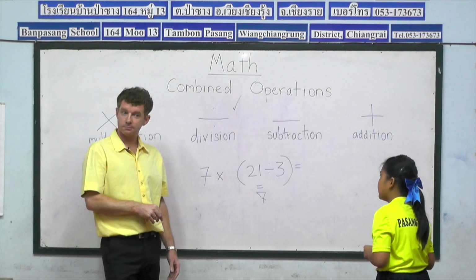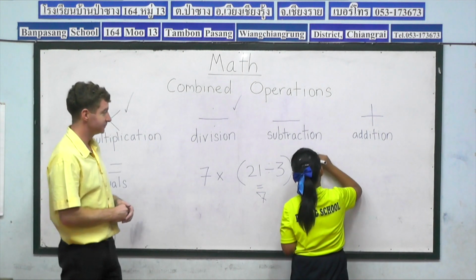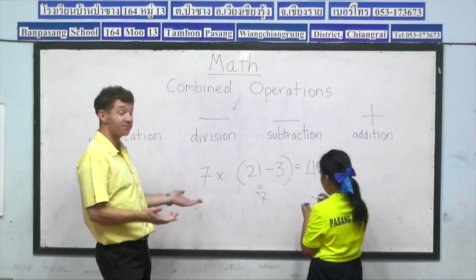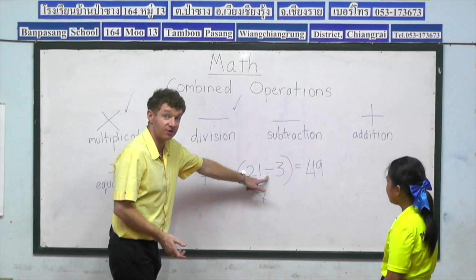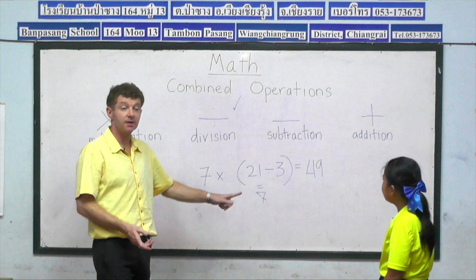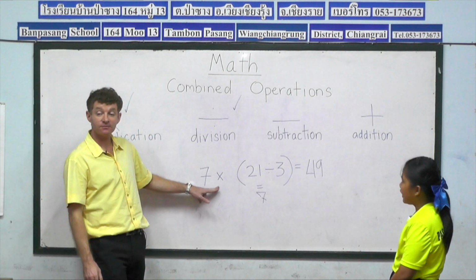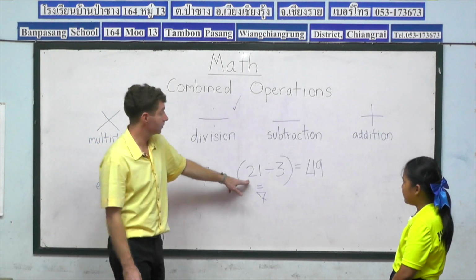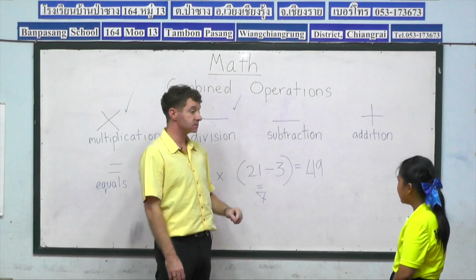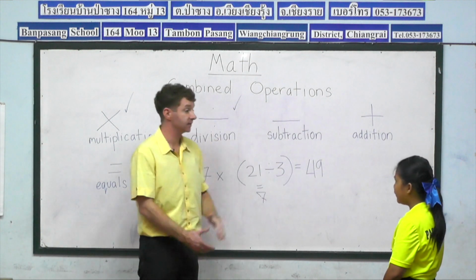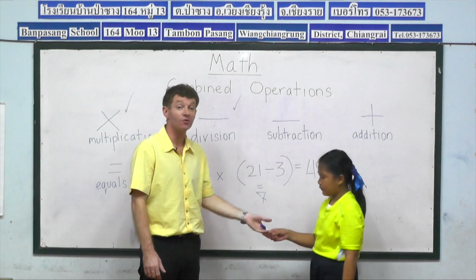Are you sure? Yes. Okay. Are you sure, Lakgao? Yes. Then you can write it on the board. That's perfect. You see, combined operations first by division and then multiplication. So let's read together, guys. 7 times 21 divided by 3 equals 49. Lakgao, that was excellent. High five and a big round of applause for Lakgao.